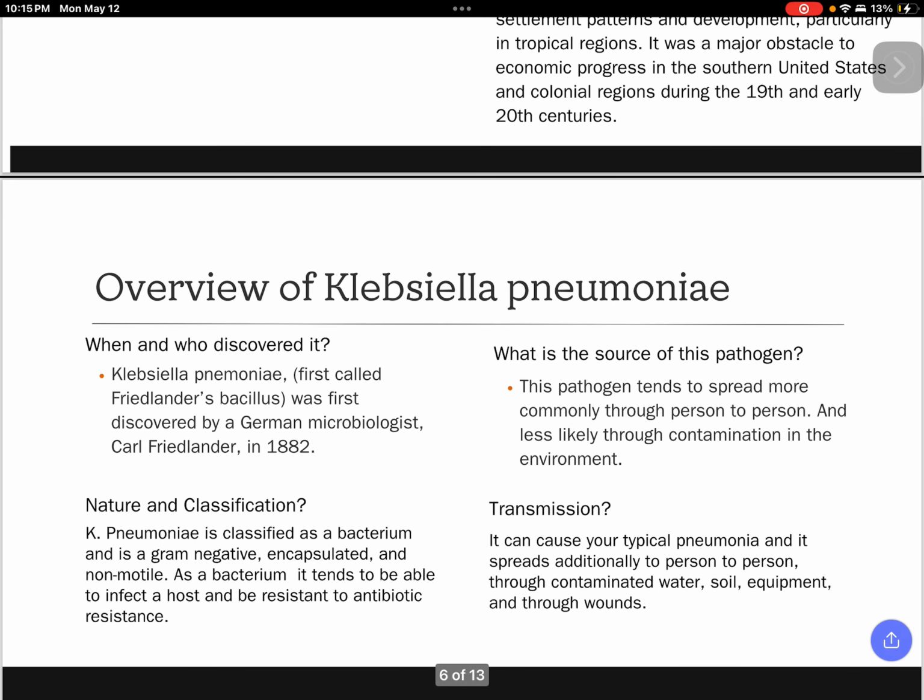Moving on to Klebsiella pneumoniae, also known as K. pneumoniae. When and who discovered it? Klebsiella pneumoniae, first called Friedländer bacillus, was first discovered by German microbiologist Karl Friedländer in 1882, hence the name.